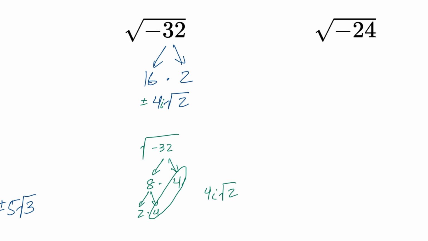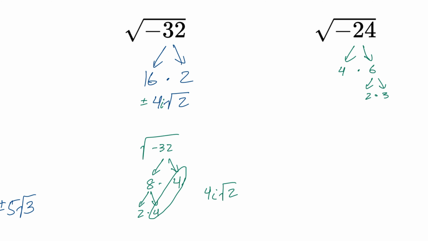Now let's do square root of negative 24. Okay, square root of negative 24, break it down. Again, I look for my perfect roots, right? So 4 can easily have the square root taken of it, times 6. Now I know 6 can be broken down into 2 times 3, okay?